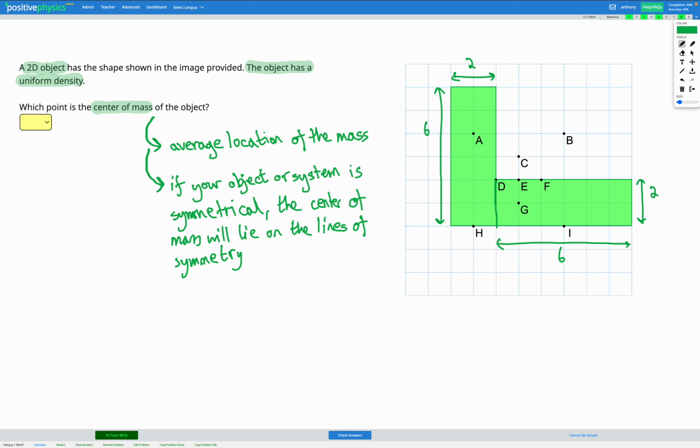So we know that the center of mass of each of these shapes is going to be in the middle of those shapes. So the center of mass of one is going to be shown by that X there. And the center of mass of the other is going to be shown by that X there. So now I know that my big complicated shape just boils down to 2 equal masses at these 2 locations marked with an X. So I know that my center of mass is going to lie directly between these points. And that's going to be at point E.